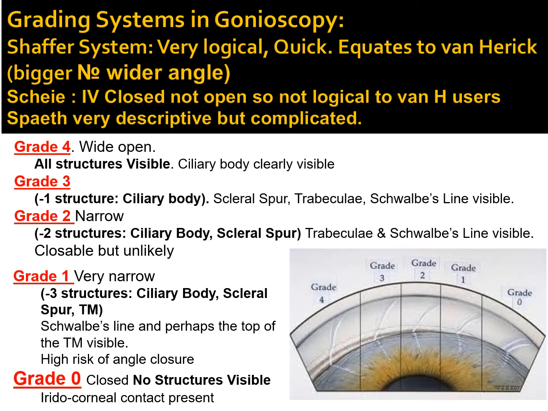So with the Schaefer system, grade 4 is wide open. All structures are visible. It's very simple. In grade 3, you subtract one structure. So at this point, if you're moving from the iris forward, you cannot see the ciliary body. You can still see the scleral spur, the trabeculum, and Schwalbe's line. Grade 2, you're subtracting 2 structures. So now gone is the ciliary body and the scleral spur. You've still got the TM and Schwalbe's. And then grade 1, 3 structures are gone. And in grade 0, no structures are visible. So it's a really nice, simple, quick way of grading the angle.